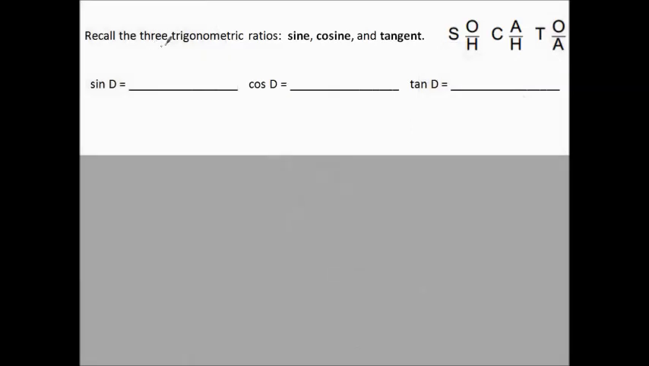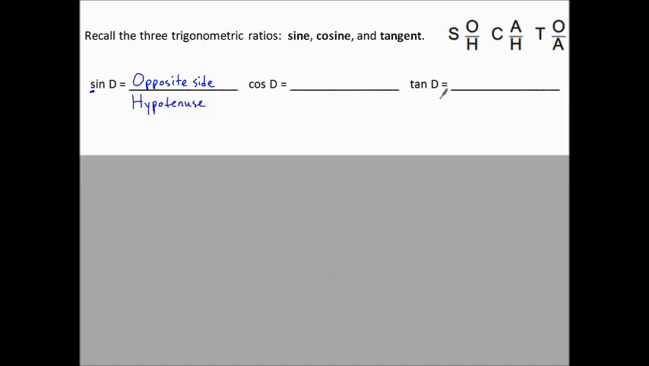Let's begin by recalling the three trigonometric ratios: sine, cosine, and tangent. Remember we use SOH-CAH-TOA to help us do this. SOH: sine of angle D is opposite over hypotenuse. Opposite side over hypotenuse.